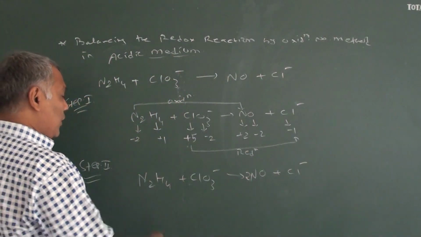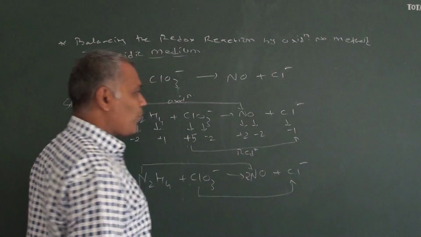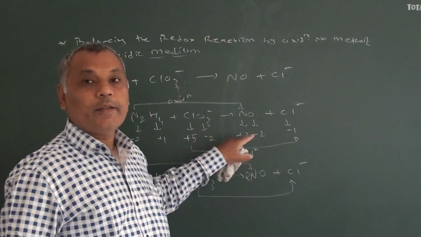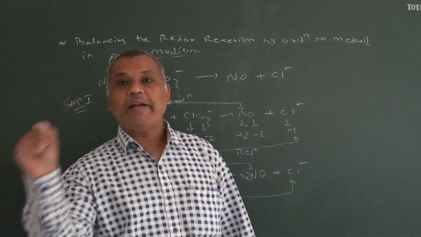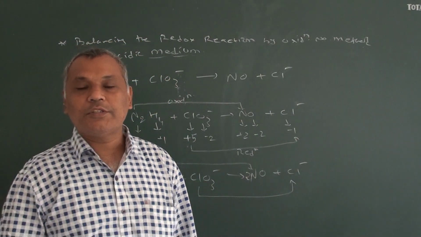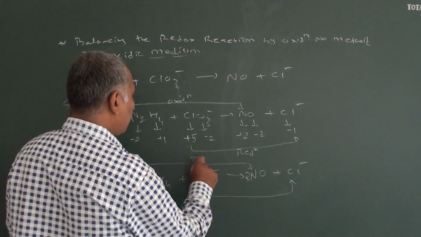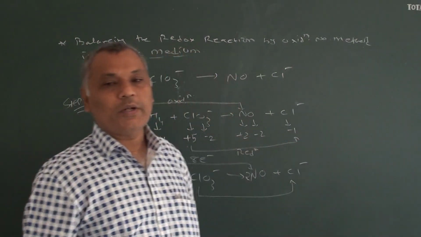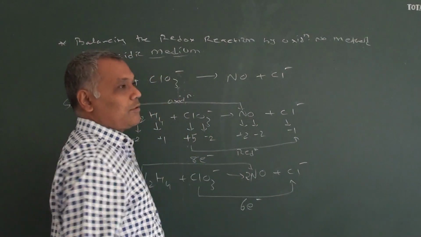Now I want to go for electrons. Total electron transfer. I will have to specify the electrons also. Minus 2 to plus 2. So how many electrons transferred? 4. Don't say it's 0. I am not going for addition. I am going from minus 2 to plus 2. How many electrons will be required? 4 electrons, not 0. Right? For each nitrogen 4, so total 8 electrons. Similarly, plus 5 to minus 1, the electron transfer will be 6 electrons.